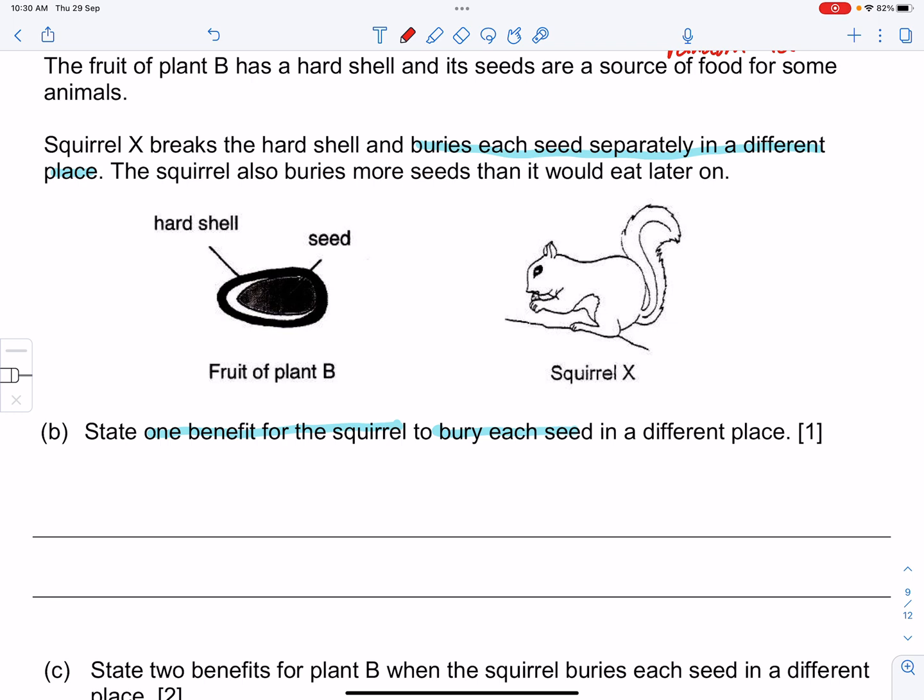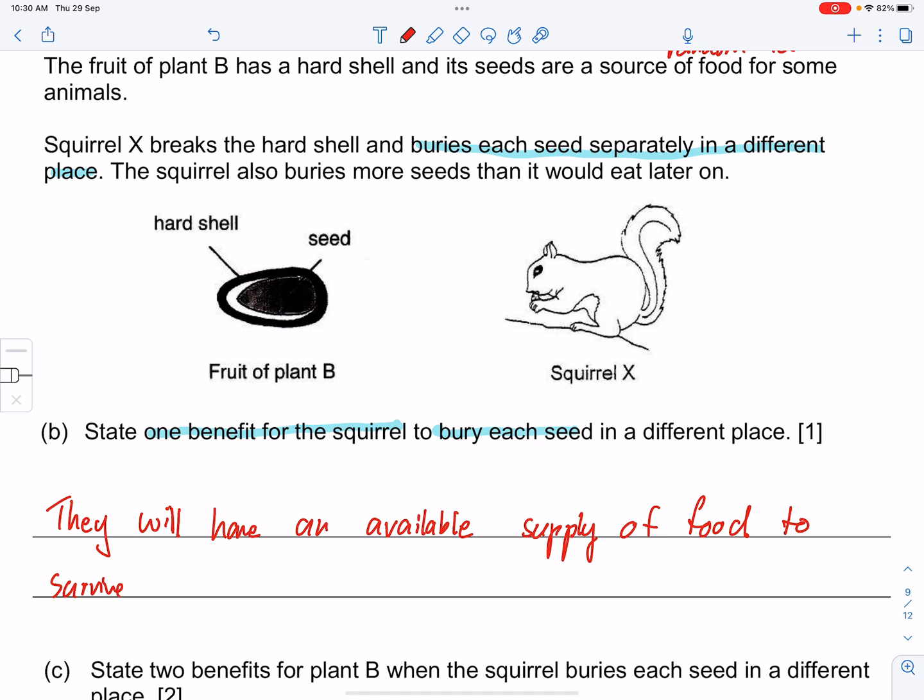Okay, so how do we pen this down? So you would say that the squirrel will have an available supply of food to survive, as other animals may not find the food. Okay?